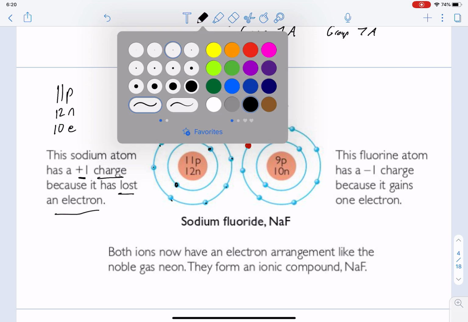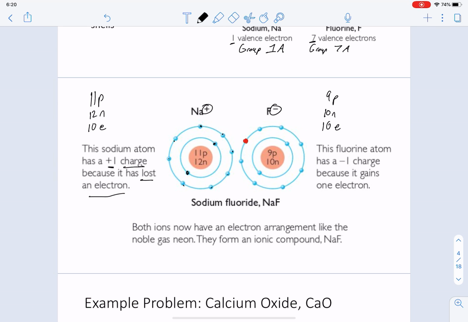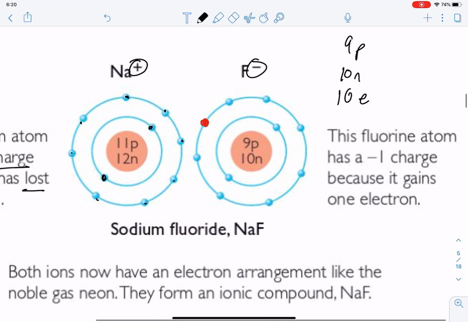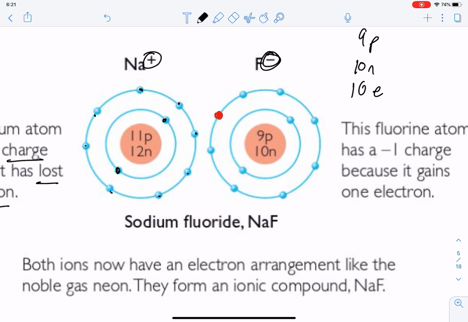So fluorine has 9 protons, 10 neutrons, and this time it has 10 electrons, right? Because now it has a minus charge, meaning it has one more electron than proton. It's very easy to get this confused because it has a negative charge. A lot of times students think it lost something. No. In chemistry, when you have a negative charge, you gain an electron.